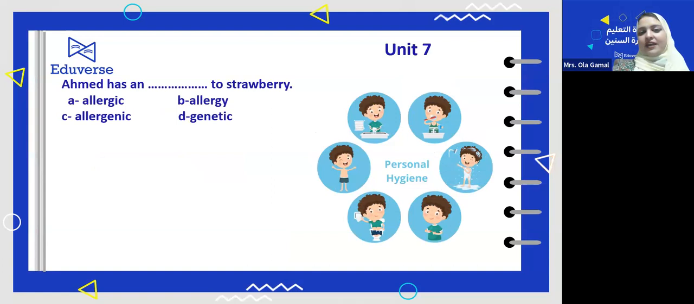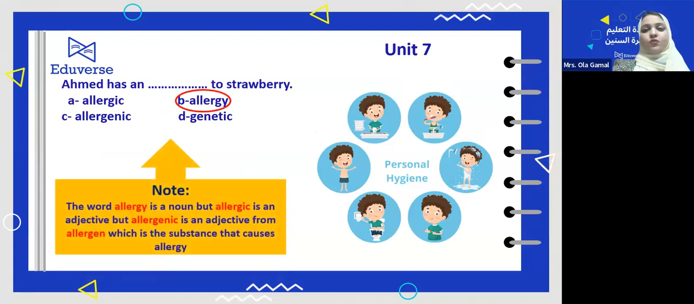I am allergic to strawberry. Allergy, allergic, allergenic, or genetic? Here, it's going to be allergic. Why is it allergic? Because the word allergy is a noun, but allergic is an adjective. And allergenic is an adjective from the word allergen, which is the substance that causes allergy. So allergenic relates to the substance that causes allergy. Okay, let's move to the next question.